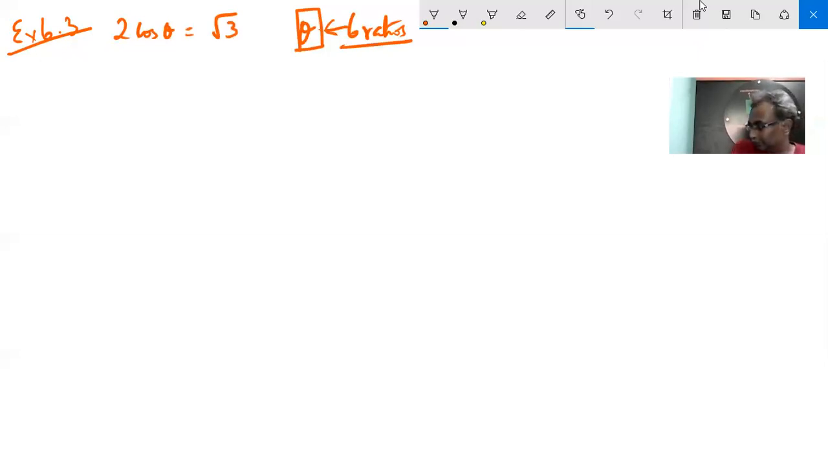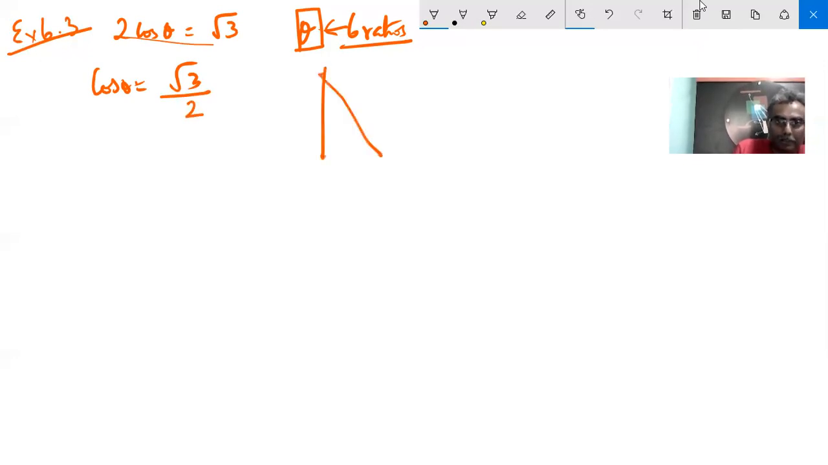We should first find the 2 cos theta. No, it's already there. We should find 1 cos theta. So cos theta is equal to root of 3. You take this 2 downward. What will happen? Root of 3 by 2. Cos theta. Okay. Now, to draw the triangle.